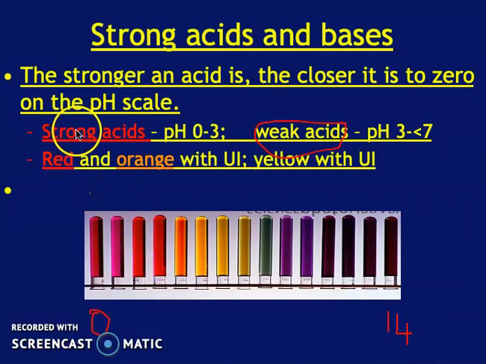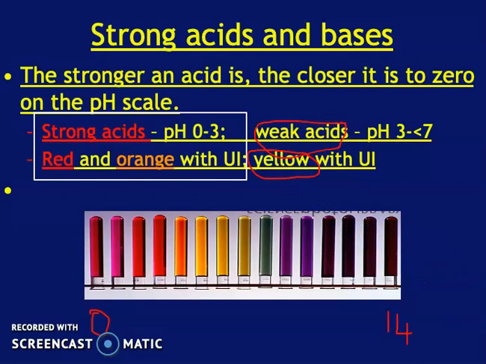And we can also say that with universal indicator, they will be either red or orange. And again, weak acids will be yellow with universal indicator. So these two will get highlighted in yellow highlighter if you have them. I've also, just to link them up, put them in boxes. So strong acids, pH 0 to 3 will be red and orange with UI, and weak acids, pH 3 to less than 7 will be yellow with universal indicator, okay, with UI. So pause now if you need to write these into your book.